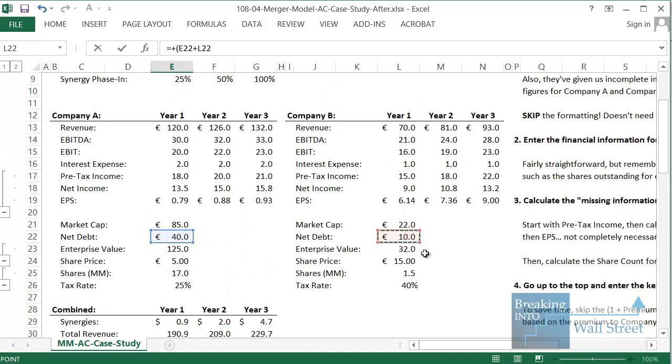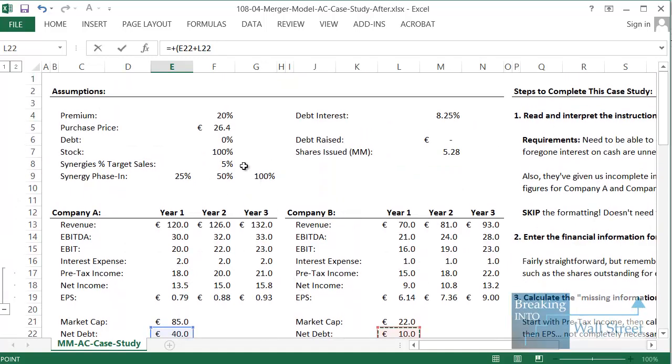Now, the reason why I'm adding the seller's net debt is because we don't know if the buyer has actually paid that off in the course of this deal. In fact, we're effectively assuming they haven't paid it off because all they pay is a premium to the company's market cap. So we're assuming that they haven't refinanced the debt, they haven't paid it off, they've left it on the combined company's balance sheet, and that's why we're adding up the numbers here.